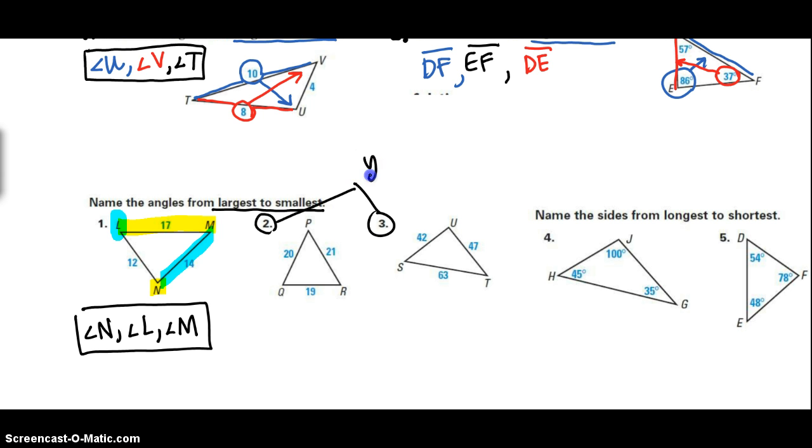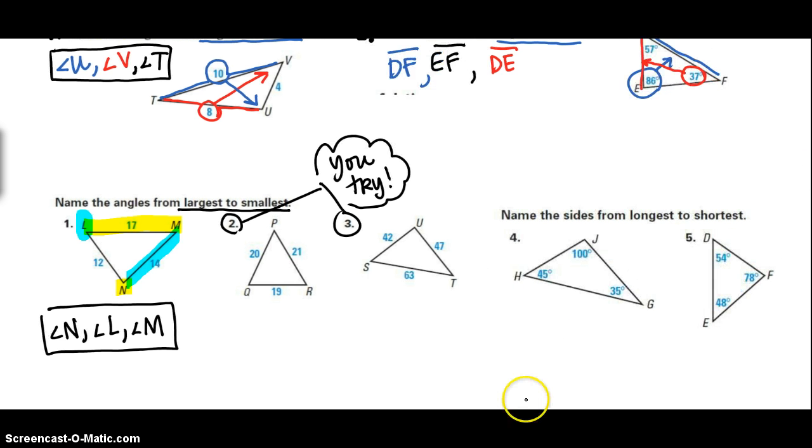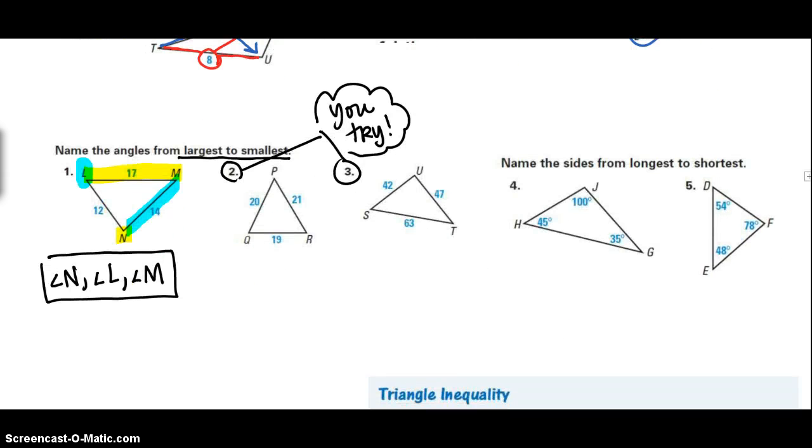How about you try 2 and 3? You could do them now, or you could wait until the end and do them at the end. I usually like to watch the videos one time through and then go back and write the notes. But you could do whatever you would like to do with that.